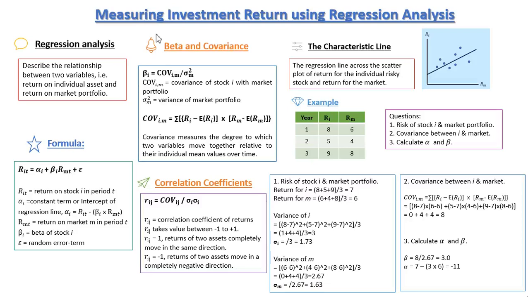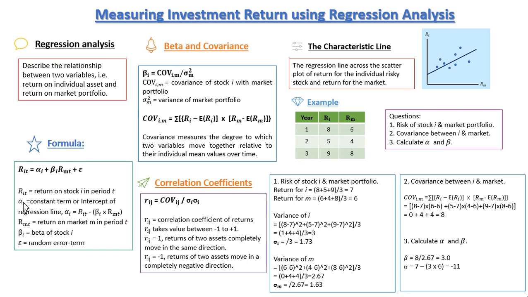This is about measuring investment return using regression analysis. Regression analysis describes the relationship between two variables, for example, the return on an individual asset and the return on the market portfolio. The regression analysis can take this form, where the return on asset I in period T is determined by the alpha plus beta multiplied by the return on market.